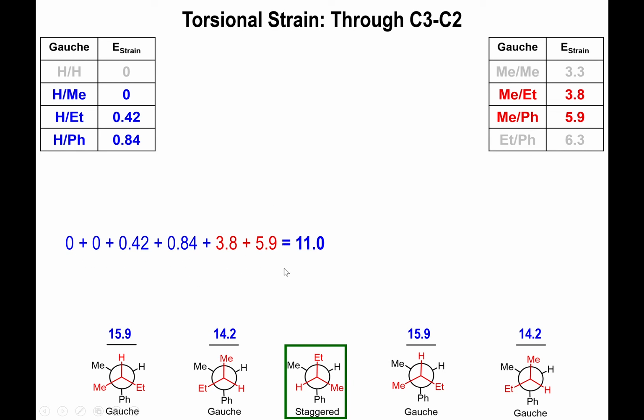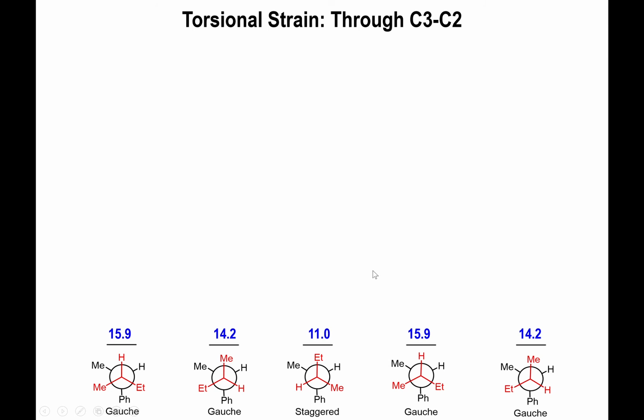So add all those values together and you find out that this is worth 11 kilojoules per mole. And this is by pure luck, by the way. This is actually the lowest energy value for all of them. So this is indeed the reference point, or the lowest energy point, for all the conformations that we have on the bottom.